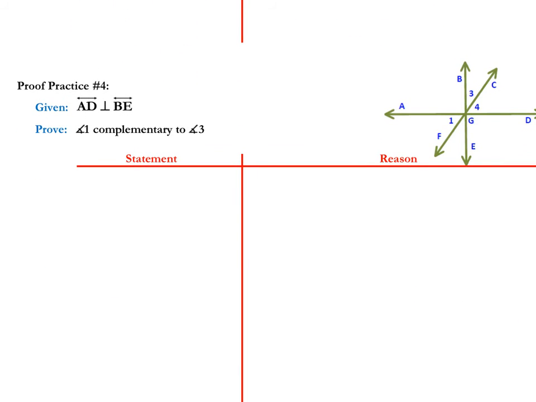All right, so the given: line AD is perpendicular to line BE. Okay. So if it's giving you that something's perpendicular, then you're probably going to be working with some form of right angles. And we're trying to prove that angle 1 is complementary to angle 3.